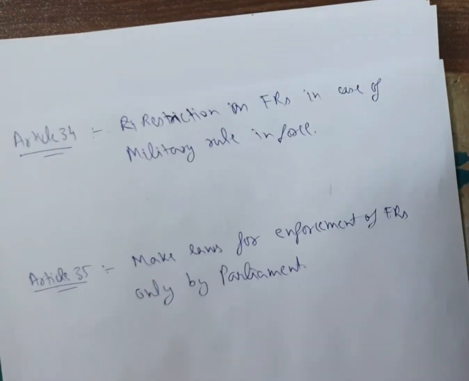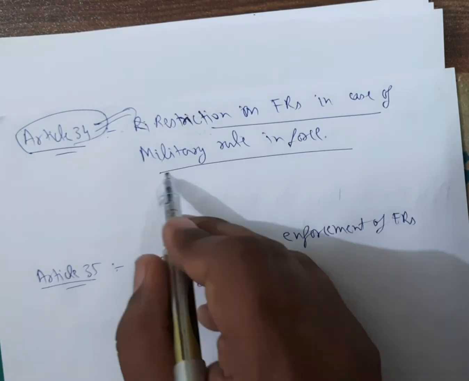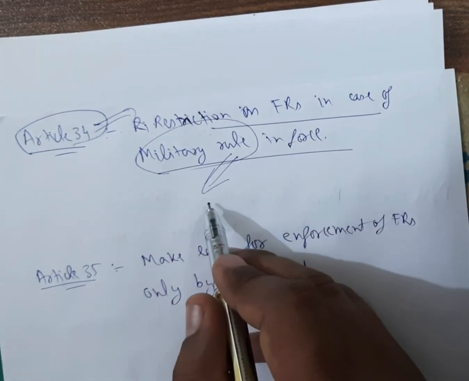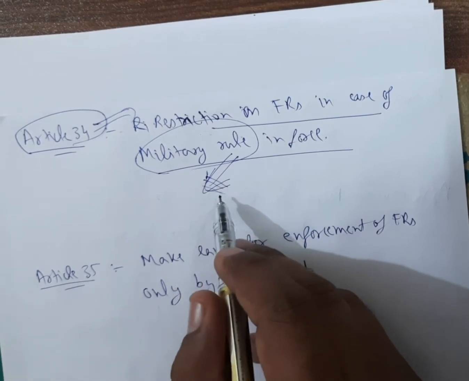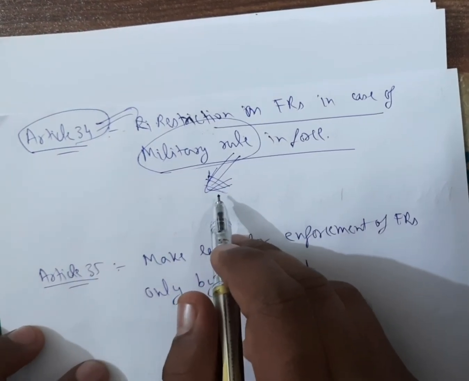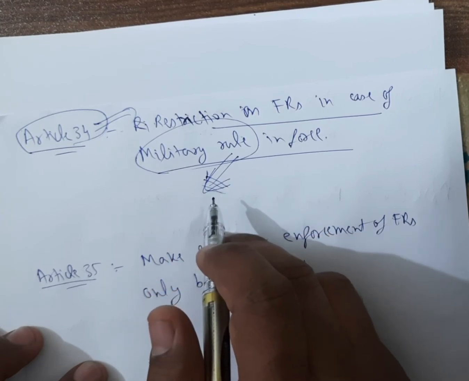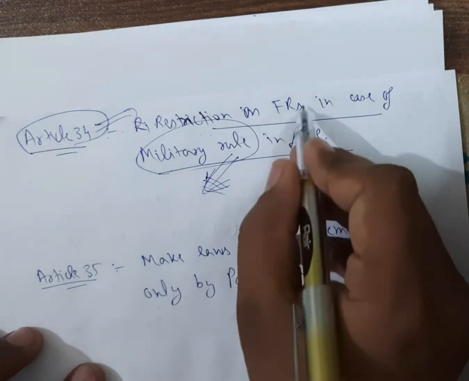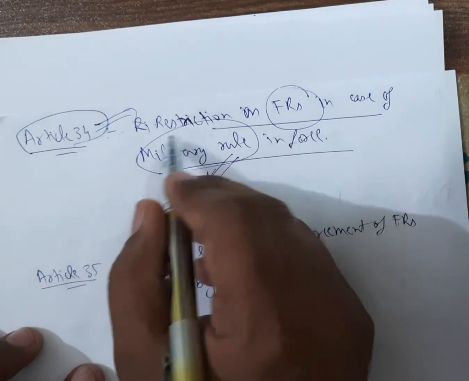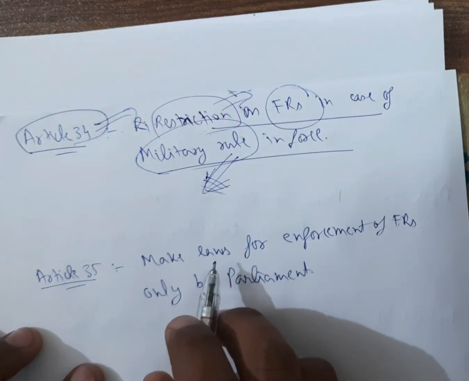Okay, so then we go on to article 34, which is restriction of fundamental rights while military rule is in force. You may have seen that there are some regions where military rule was employed, like J&K. For some time there was military rule to a certain extent. So in those cases, certain fundamental rights are restricted. They are not fully given to them at that time.